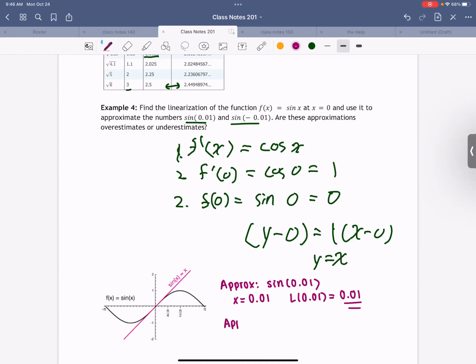Now let's approximate sine of negative 0.01. Very easy this time too, because all we have to do is plug in negative 0.01. So plugging in negative 0.01 gives me negative 0.01. Now this is kind of strange to me actually, thinking about this. We started with sine of x, and we said the best approximation for sine is just x, or a straight line. Kind of weird, right?